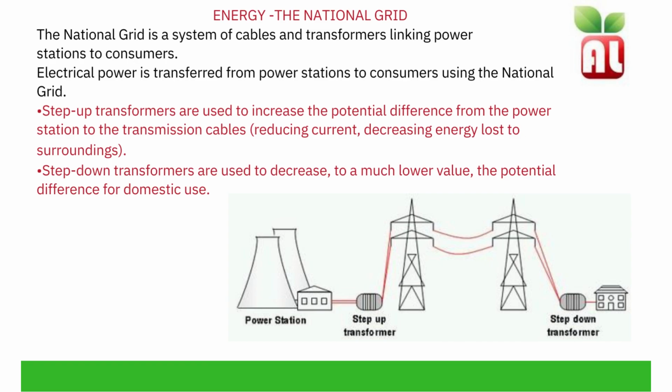Step-down transformers are used to decrease to a much lower value the potential difference for domestic use, to approximately 230 volts. Between the transformers, we see overhead cables. You may get a question arguing the benefits or the disadvantages of overhead cables with underground cables. With underground cables, it's very difficult to fix if there is a problem.